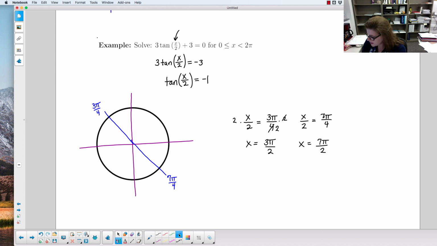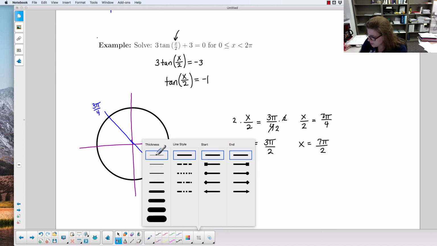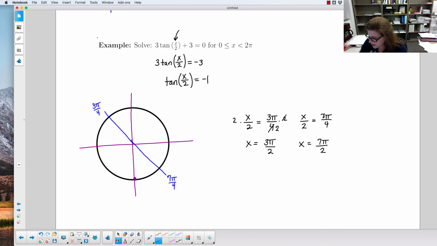So if I look at these, then 3 pi over 2 gives me something right down here. 7 pi over 2, on the other hand, if I'm talking about pi over 2's, there's 1, 2, 3, 4, 5, 6, 7. So that 7 pi over 2 solution ends up way over here, more than 1 revolution around the circle, which means I'm no longer between 0 and 2 pi. So that one is not a good solution, but this one is a good solution. So we only have 1 here.